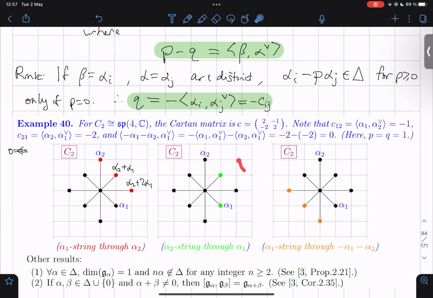Whereas this one, the alpha2 string through alpha1, we have a -1 here. So we start here, that's our beta, and then we shift by alpha2. But it's only of length 1. So this is alpha1 plus alpha2, and then you stop. You could do other things rather than just deal with simple roots. You could go through, for instance, -alpha1 minus alpha2.